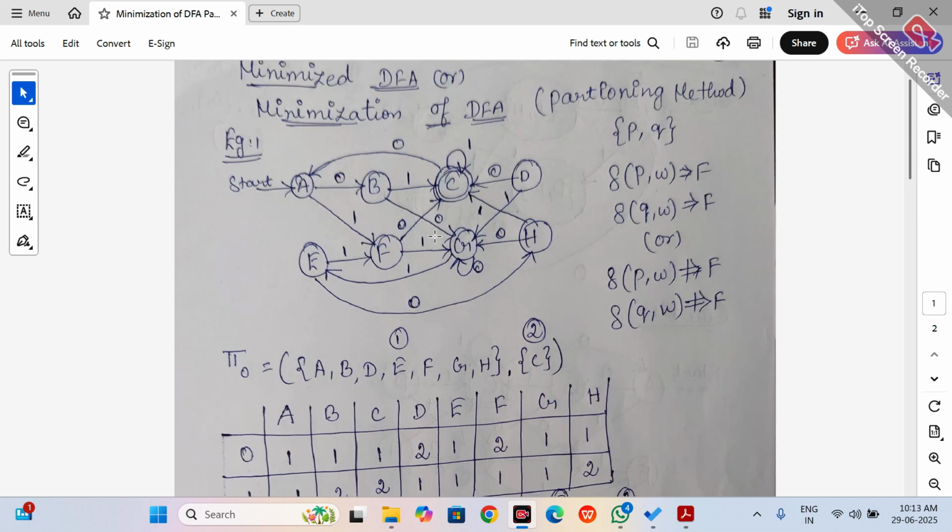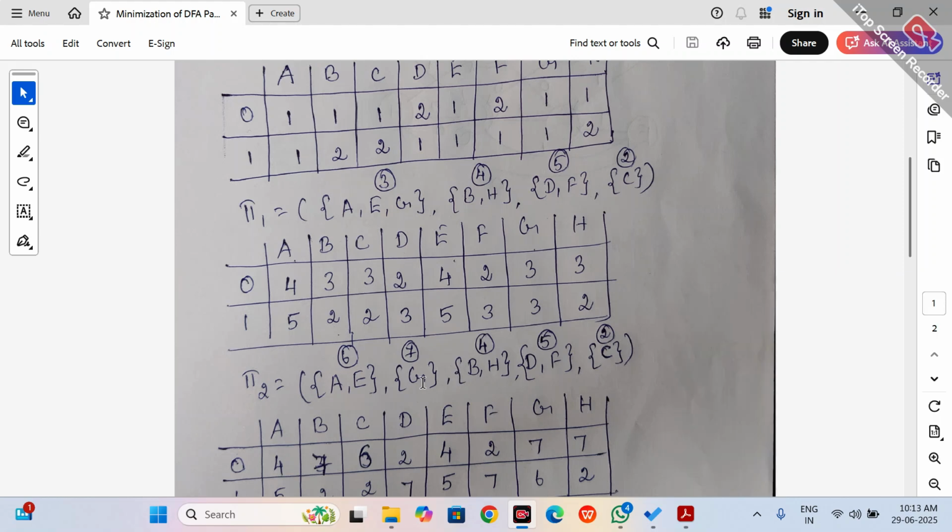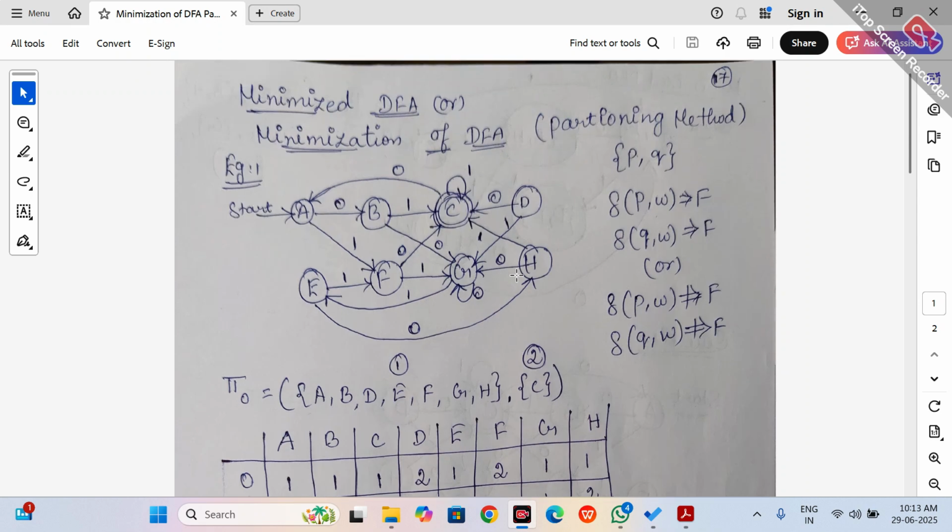And for F, 0 goes to C, 1 goes to G. C is in group 2 and G is in group 3. So for state F, it is 2, 3.